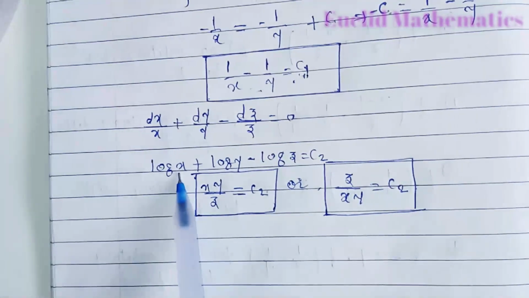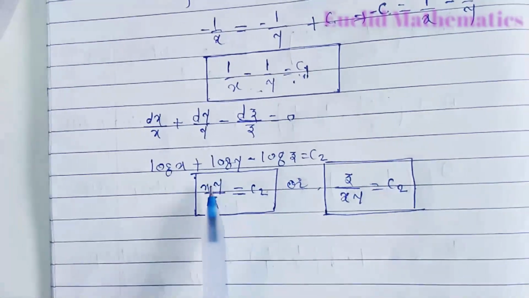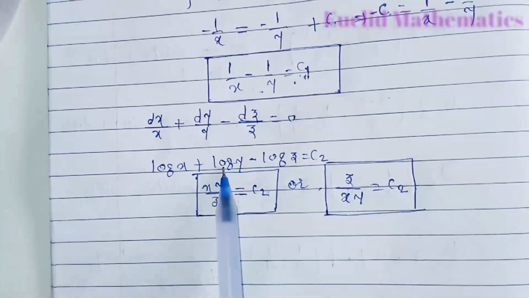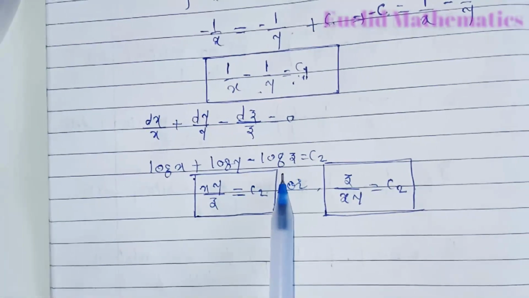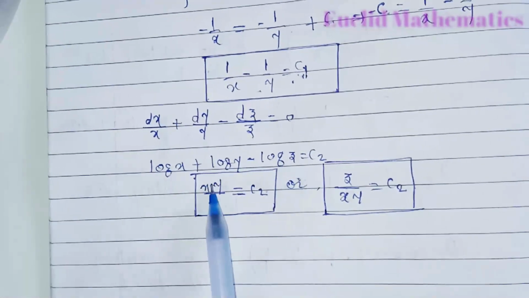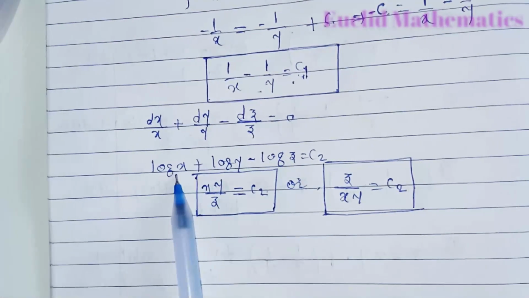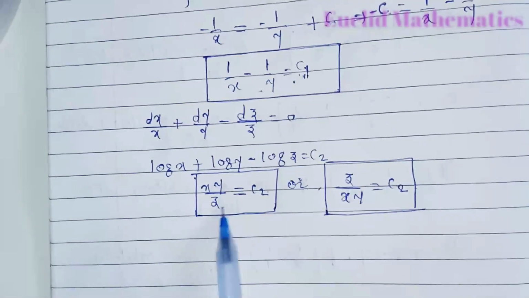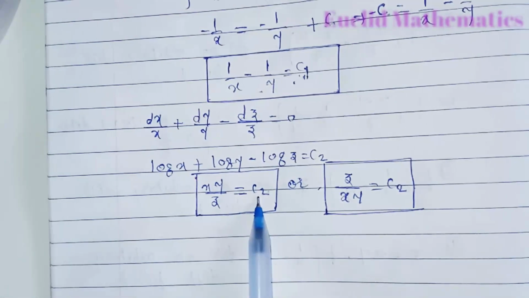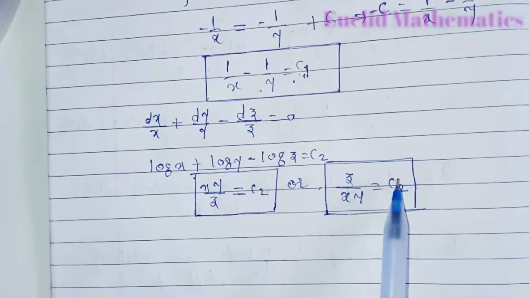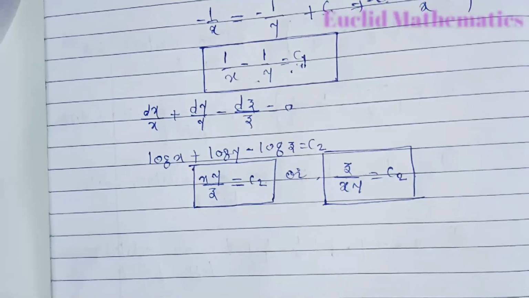C2 you can write using the logarithmic rule: log x plus log y is log of x into y, and when we apply the exponential to both sides, then only xy remains. And log of a minus log of b we can write as log of a upon b. So xy upon z is equal to c2, or you can write z upon xy is equal to c2 also. That means 1 upon c2 is also c2. This is the constant.